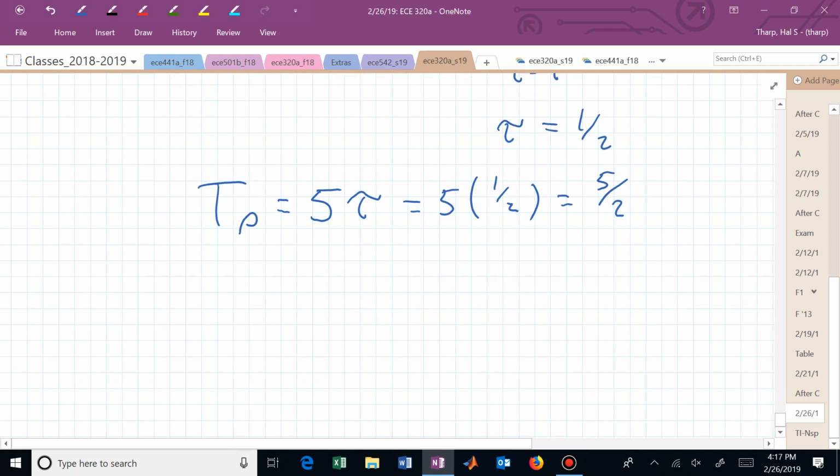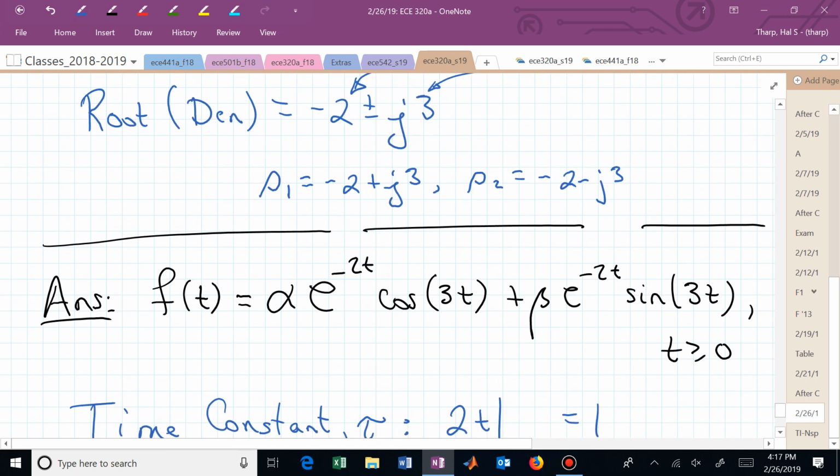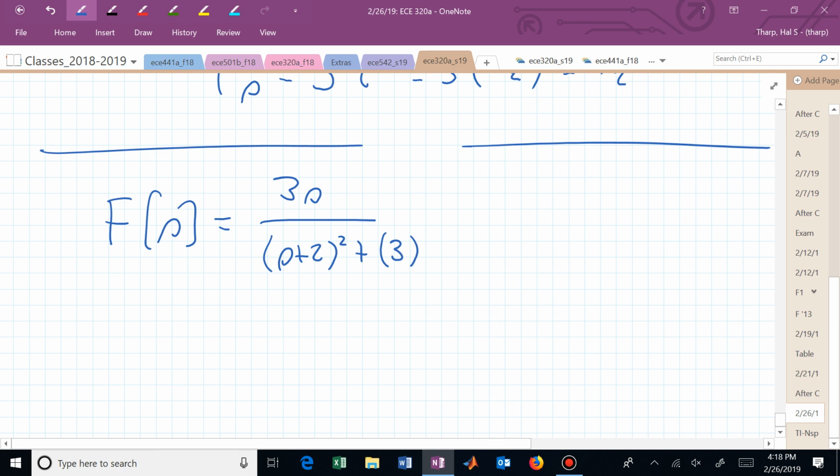All right, well, those were all sort of side notes, but we at least know the structure of our answer. You can visually see what you expect the f of t to look like as a function of time. These exponentially damped sines and cosines, a combination of that. Let's now compute the alphas and the betas. We had an f of s equaling 3s over s plus 2 squared plus 3 squared.